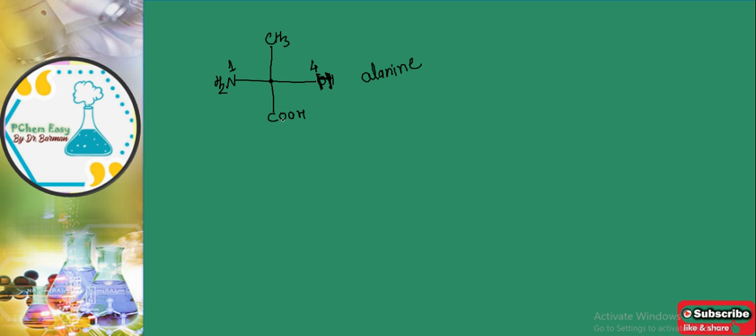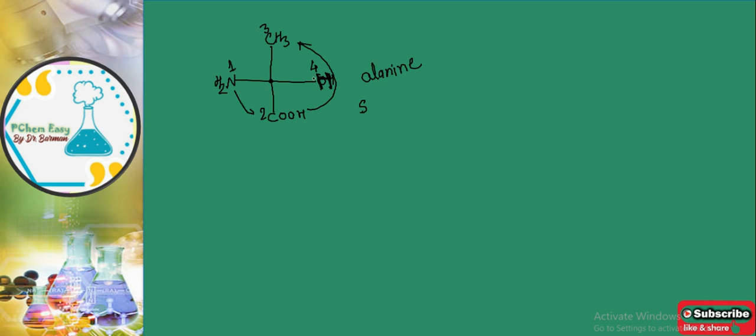So definitely, because of the oxygen, this will get the priority. So 1, 2, and this will get 3. Now we have to move 1 to 2, 2 to 3, right? So it is anticlockwise. So this is the structure of alanine, and the configuration of this carbon would be S in the case of this structure.